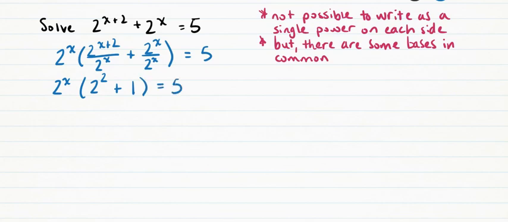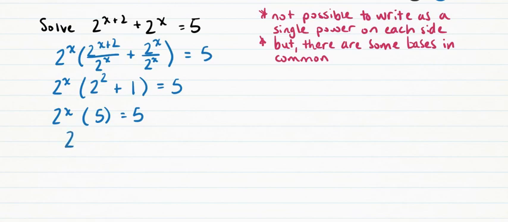So what I've done by common factoring is set this up so that I only have one power that has an unknown exponent. Whereas when I started with this equation, I had two separate powers that had an unknown variable in the exponent. Okay, simplifying further, I have 2 to the x times 2 squared plus 1, that's 4 plus 1, or 5.